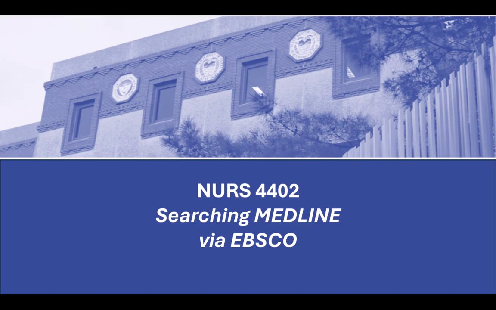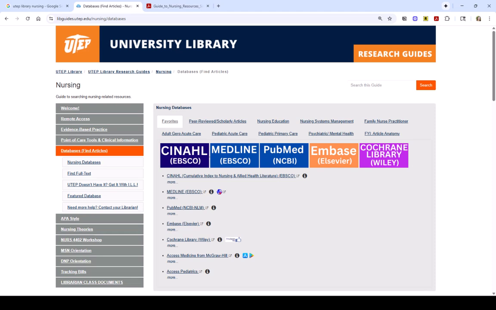Searching Medline via EBSCO. In our last video, we left off on the Databases Find Articles tab on our Nursing Research Guide. We're currently on our Favorites tab, and you'll see our most favorite databases that our nursing students use. There are buttons for them here at the top, but there are also links to other databases that might be relevant to you in nursing, such as nursing education, adult gerontology acute care, or pediatric acute care, or even psychiatric mental health. Feel free to click through those according to your research question.